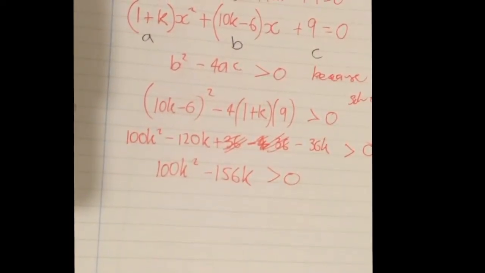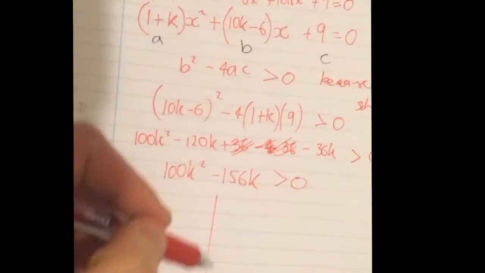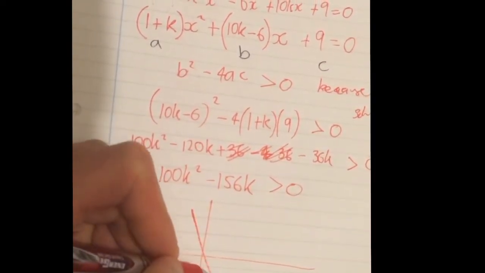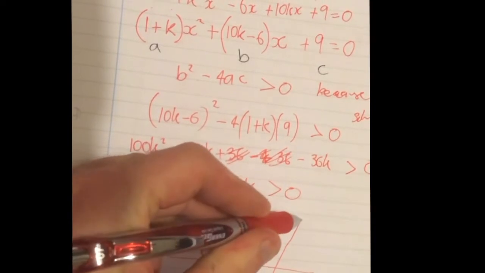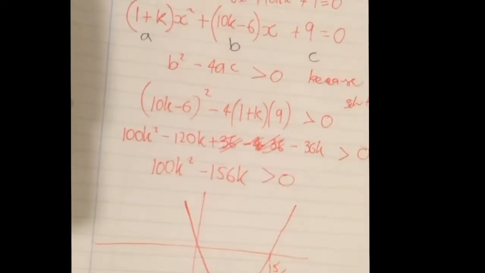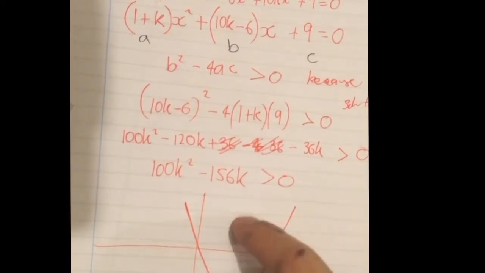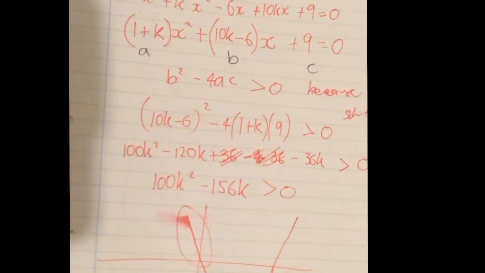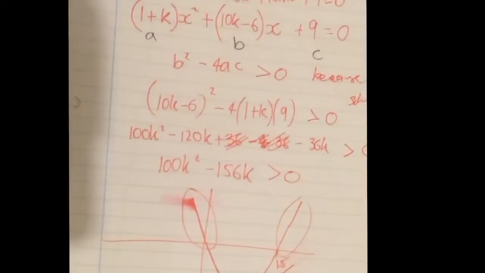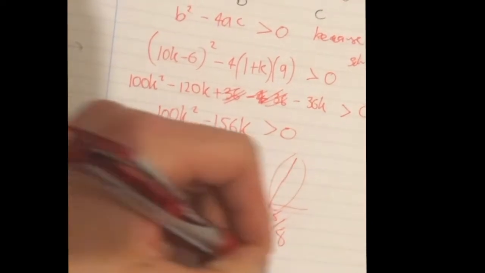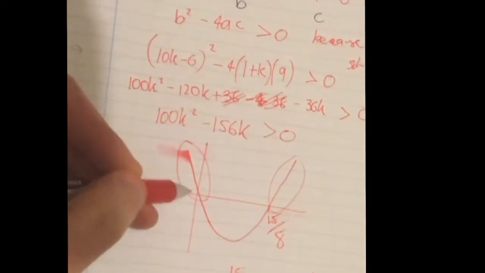And we can either solve that in a calculator or basically sketch it and find the roots. So one of these roots is going to be at 0. The other root is going to be at 15 over 8. So we want, when is this function greater than 0? Well, this bit's greater than 0 and this bit's greater than 0. So it tells me k has to be greater than 15 over 8 or k has to be less than 0.